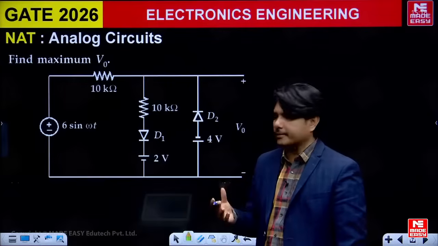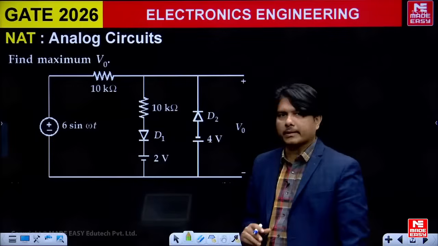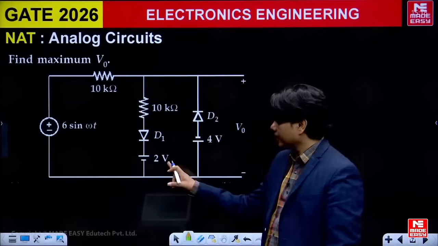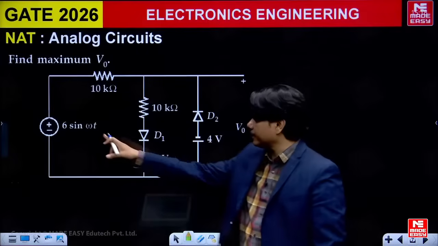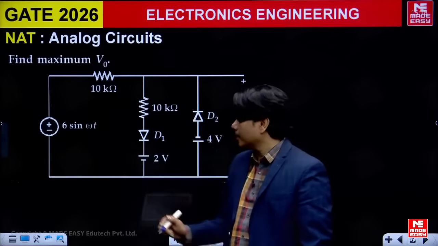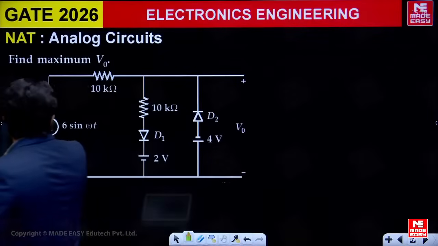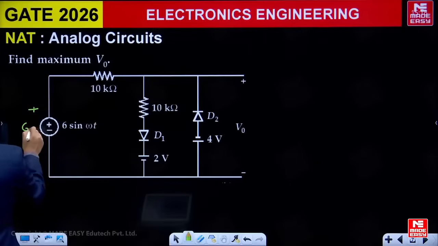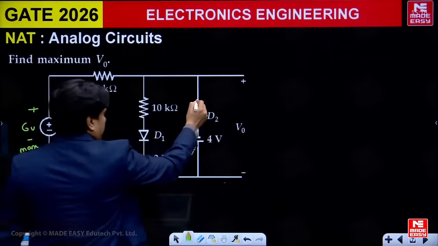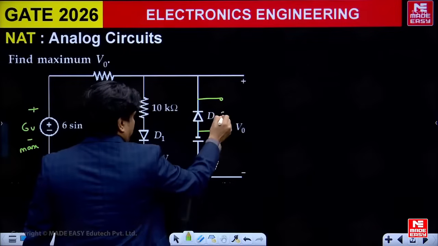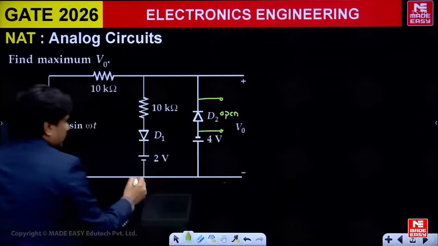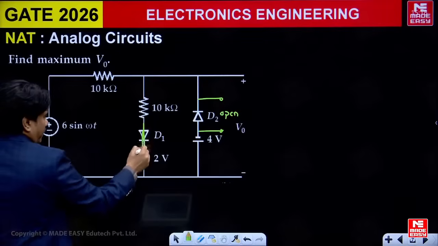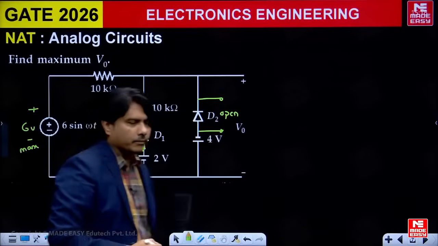Whenever they ask you maximum V naught, the downward direction diode will be on, because 2 volts above we are giving, which is the maximum voltage is 6 here. So we'll take a maximum voltage here, 6 volt is the maximum peak voltage, such that this diode will be taken as open, and this diode will become short here, V1. So the circuit looks like this.